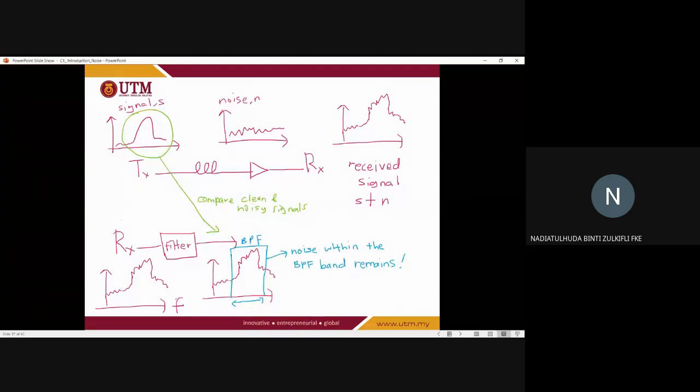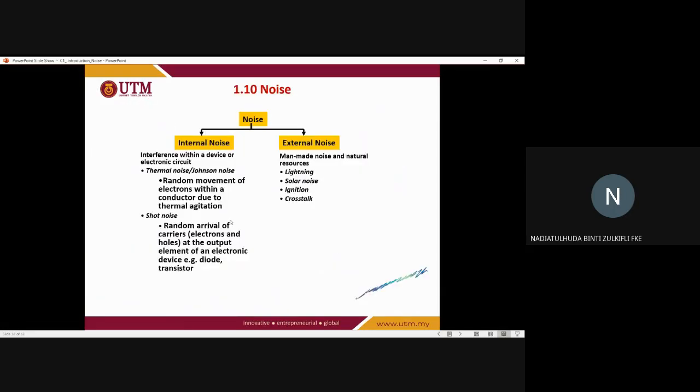Okay, I've done this part. So you can compare the clean and the noisy signals between them. Next, the sources of noise. Noise can be internal, from the device or the electronic circuit itself, or external, outside of our circuit.